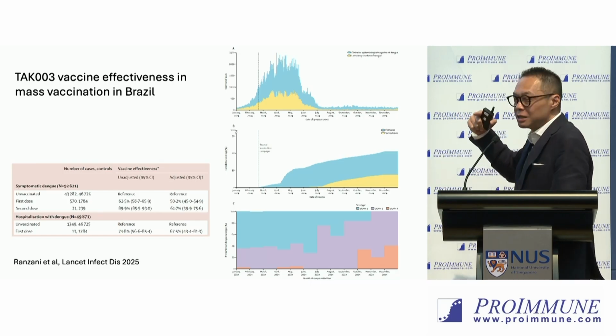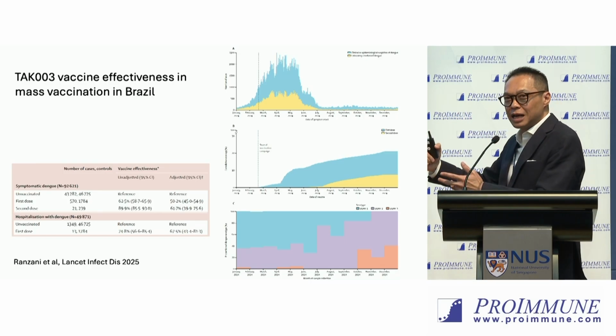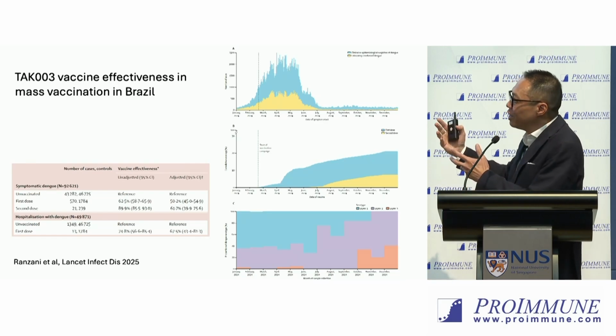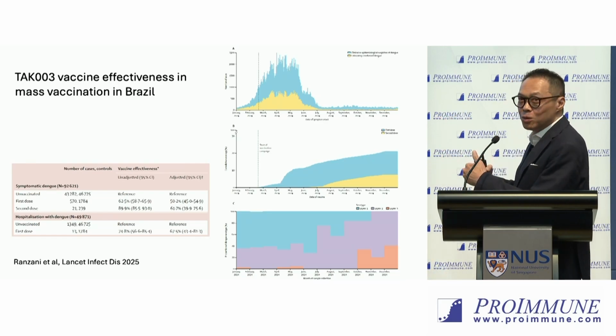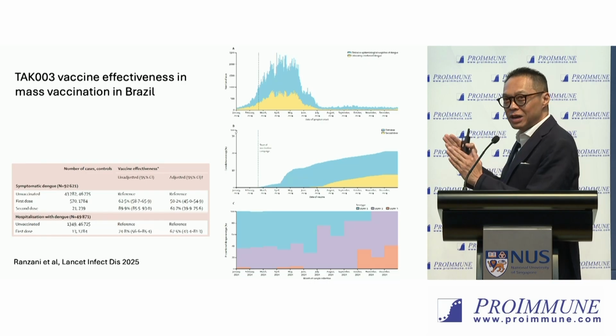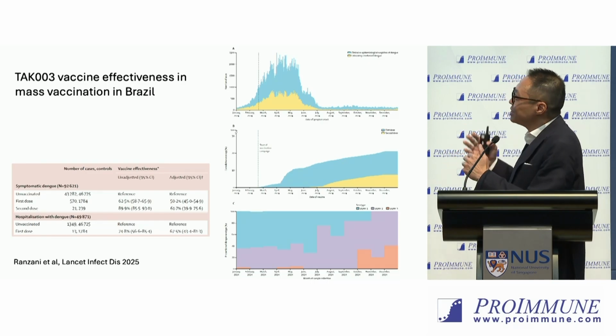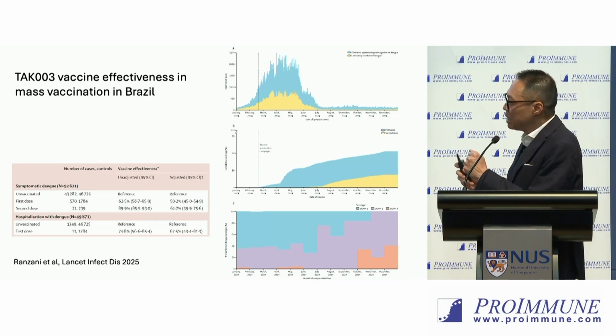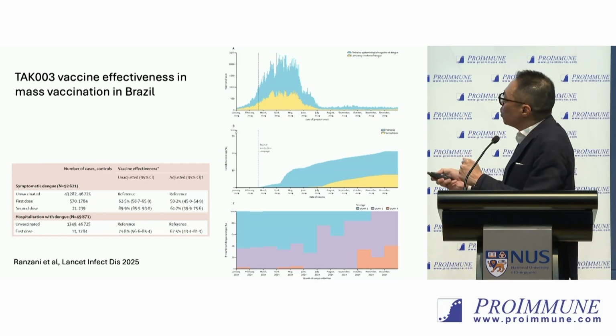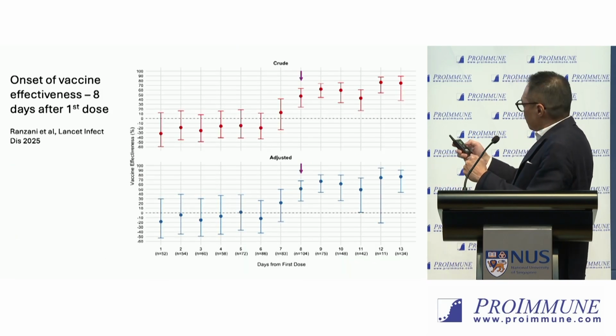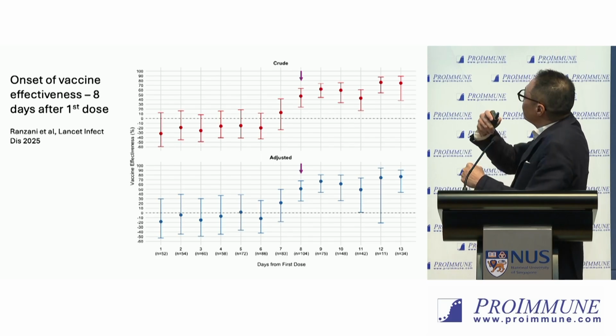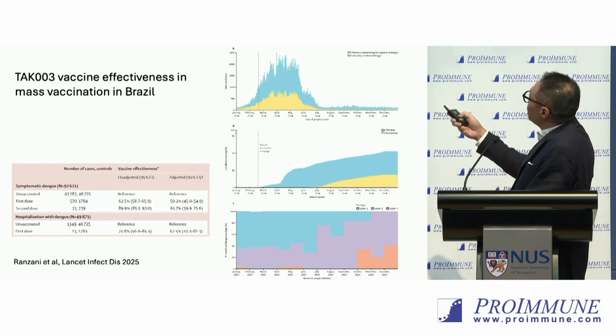And so the government decided that they would start vaccinating, and Julio Croda and colleagues in Sao Paulo then started this vaccine effectiveness study where they enrolled hundreds of thousands of people into the study in a very short time, okay? Okay. So this is the outbreak.